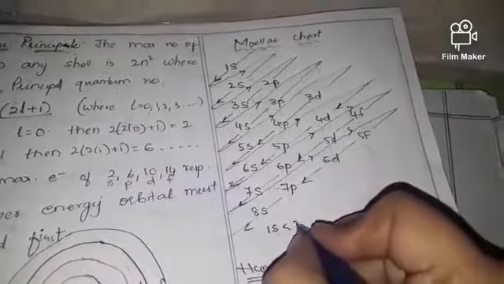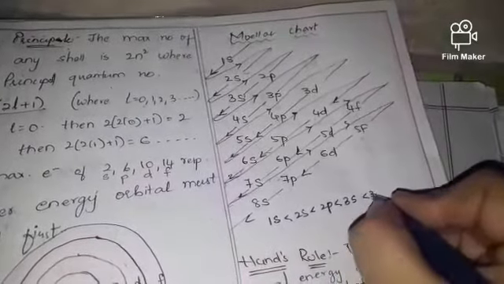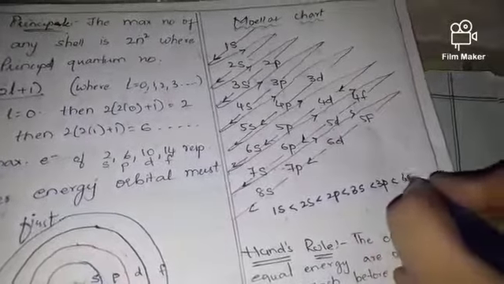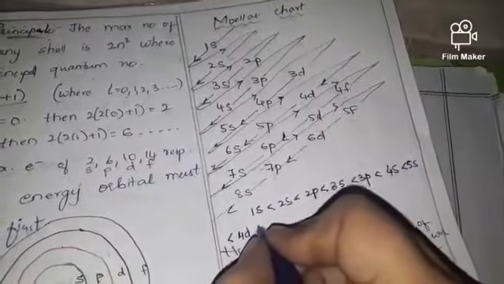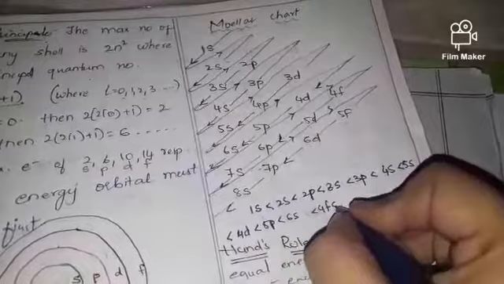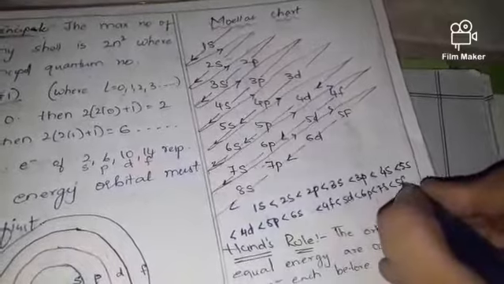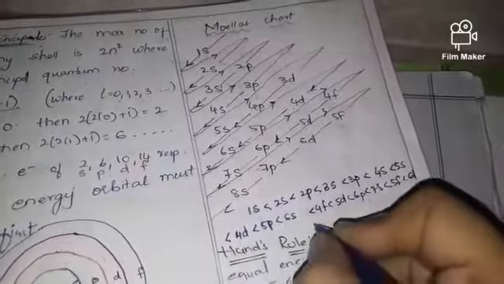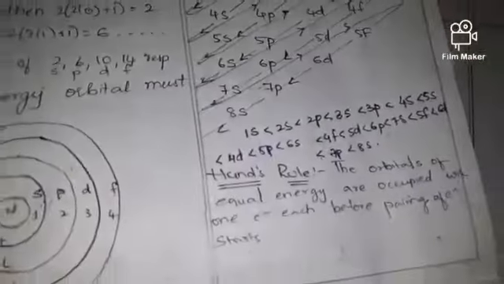How will you write it? 1s is less than 2s, is less than 2p, is less than 3s, is less than 3p, is less than 4s, is less than 3d, is less than 4p, is less than 5s, is less than 4d, is less than 5p, is less than 6s, is less than 4f, is less than 5d, is less than 6p, is less than 7s, is less than 5f, is less than 6d, is less than 7p, is less than 8s. So this is the easiest method to write the Aufbau chart. It's not an issue. If you don't understand, I'll explain it again in the class, doesn't matter.